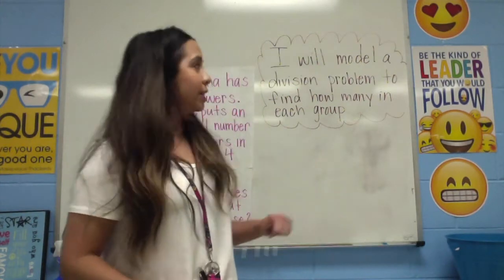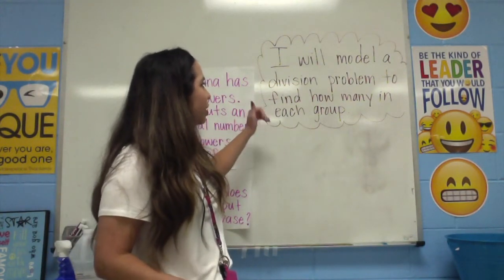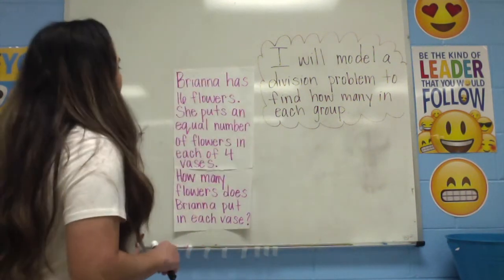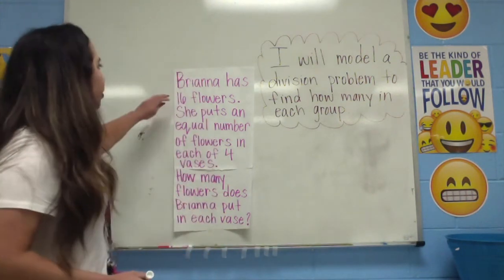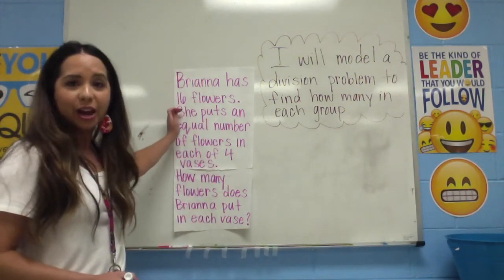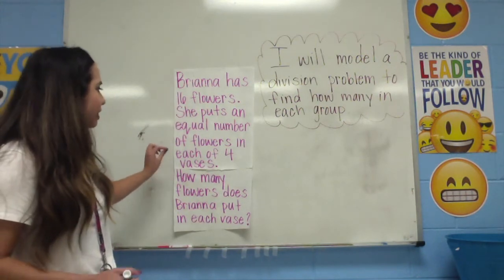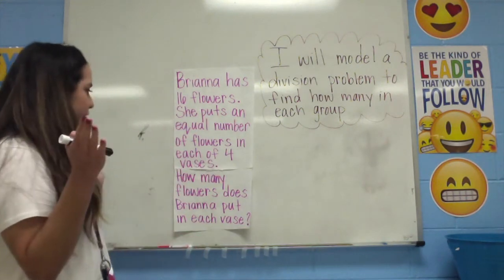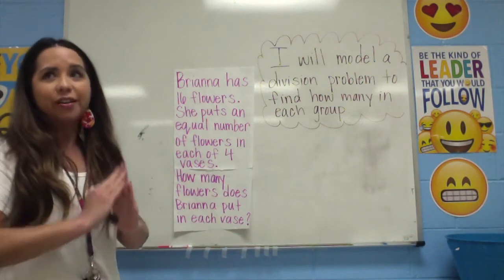All right, so let's continue modeling a division problem to find how many go in each group. Let's look at this word problem right here. Brianna has 16 flowers. She puts an equal number of flowers in each of 4 vases. How many flowers does Brianna put in each vase?